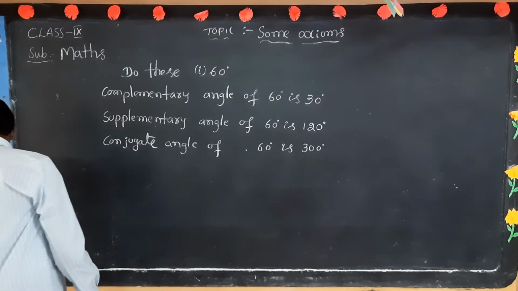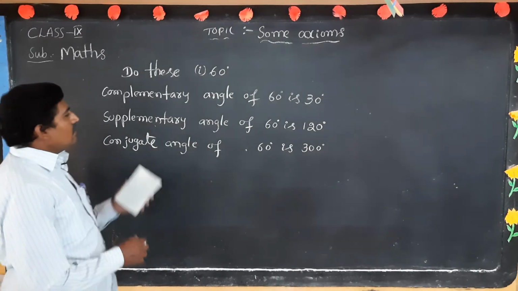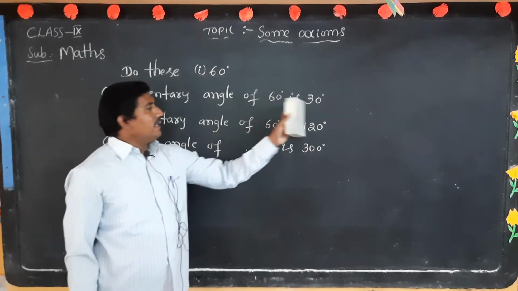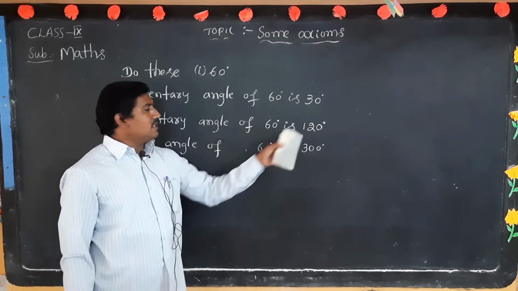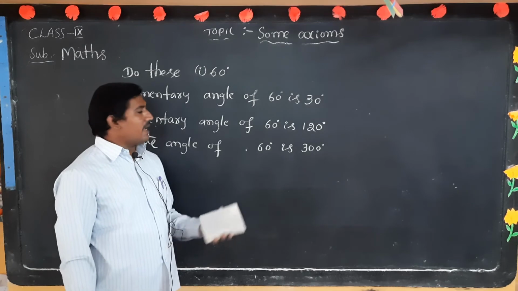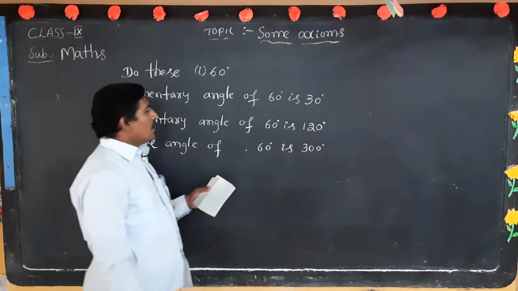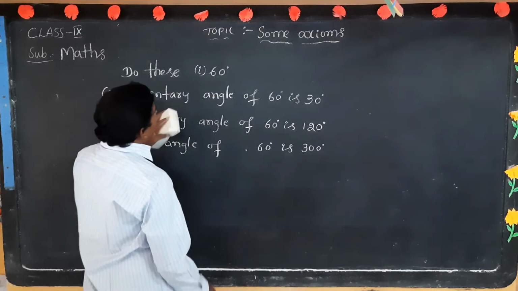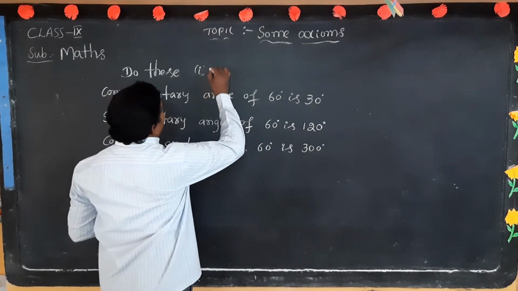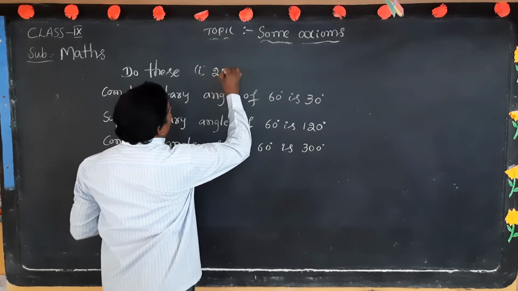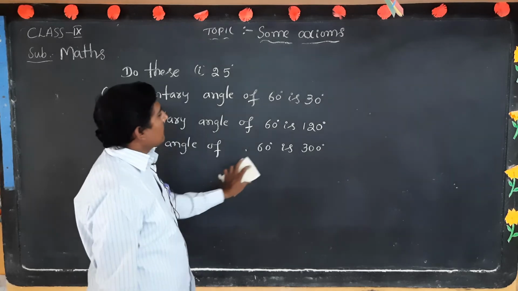Okay, like that it will be here. Like that only, any value we can give. Both adding to 90 degrees are complementary angles. Both adding to 180 degrees are supplementary angles. Both angles adding to 360 degrees are conjugate angles. And next, for 25 degrees.